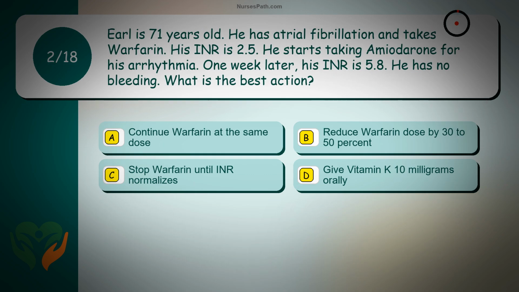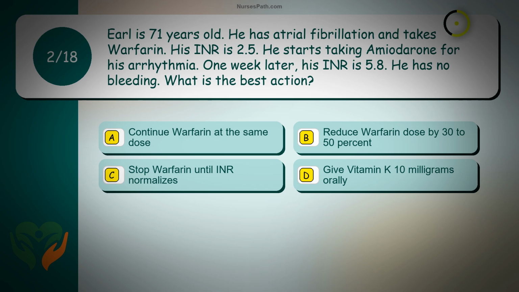Question 2. Earl is 71 years old. He has atrial fibrillation and takes warfarin. His INR is 2.5. He starts taking amiodarone for his arrhythmia. 1 week later his INR is 5.8. He has no bleeding. What is the best action?